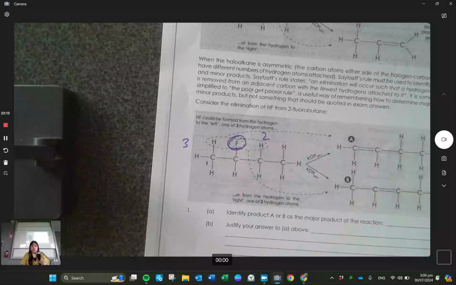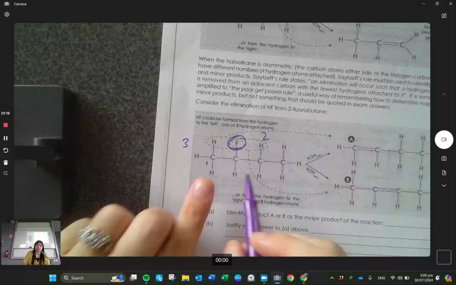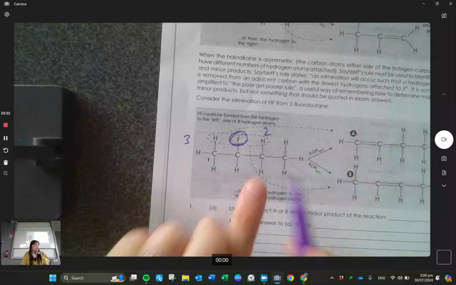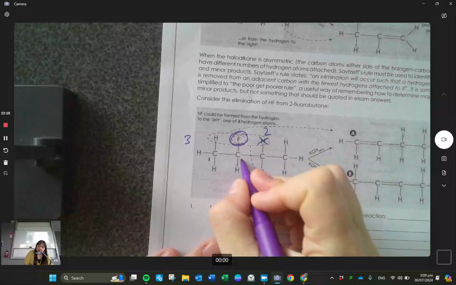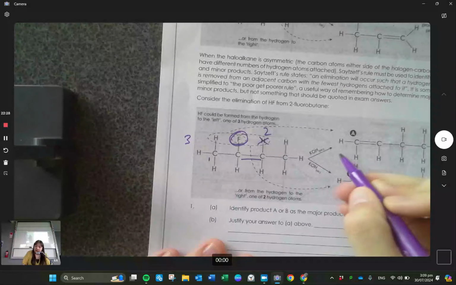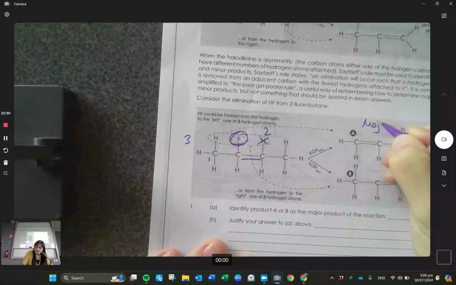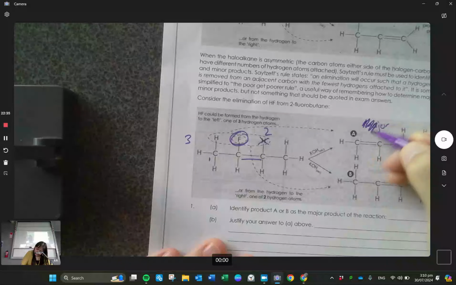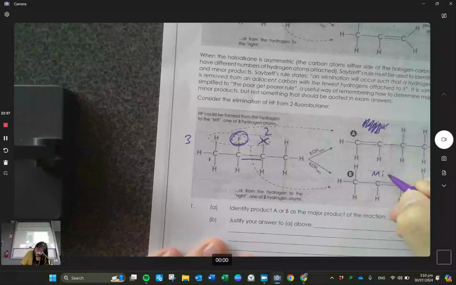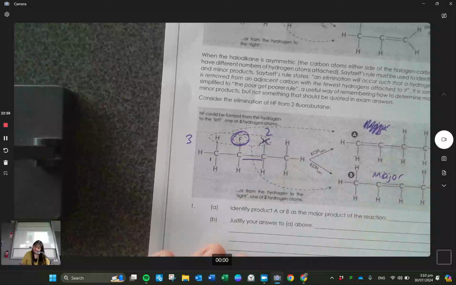In Zaytsev's rule, the poor gets poorer. Again, very realistic statement on economics. All right, so this is the rich guy, that's the poor guy. So we're more likely to lose a hydrogen from carbon number 3 and form the double bond here. So that is my major product. That's my major product on the bottom. The poor gets poorer. Are we okay with that?